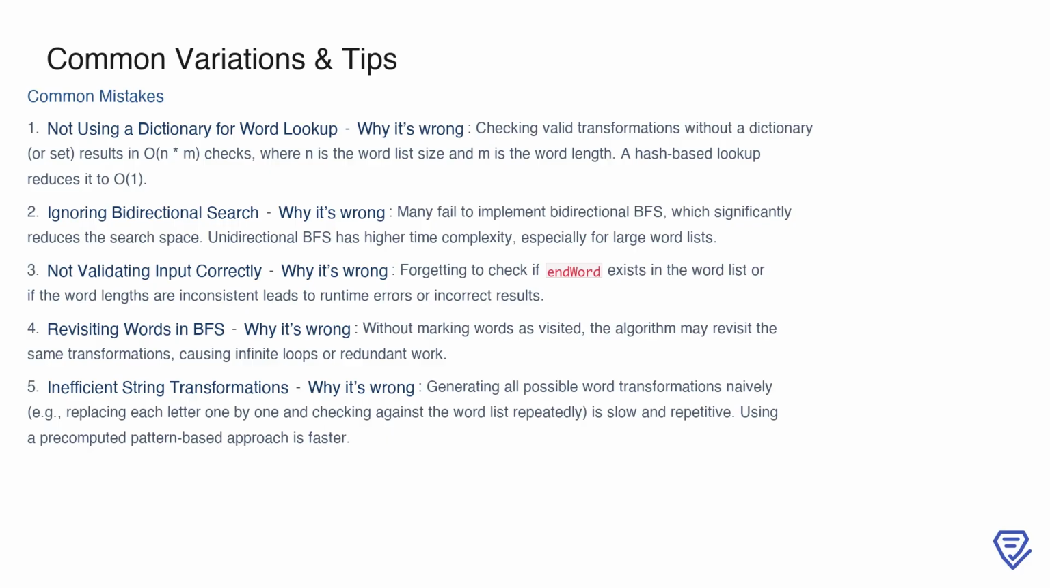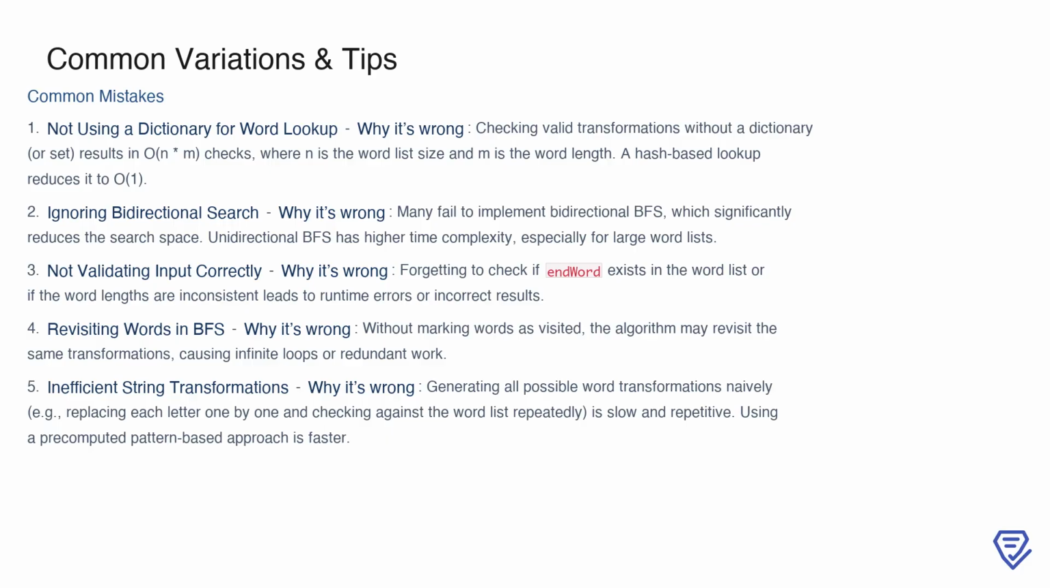Another mistake is ignoring bidirectional search. Many implementations use unidirectional BFS, but bidirectional BFS is far more efficient as it reduces the search space, especially for larger word lists. Then, there's the issue of not validating input properly. For example, if the end word is missing from the word list or the word lengths don't match, it can lead to runtime errors or incorrect results.